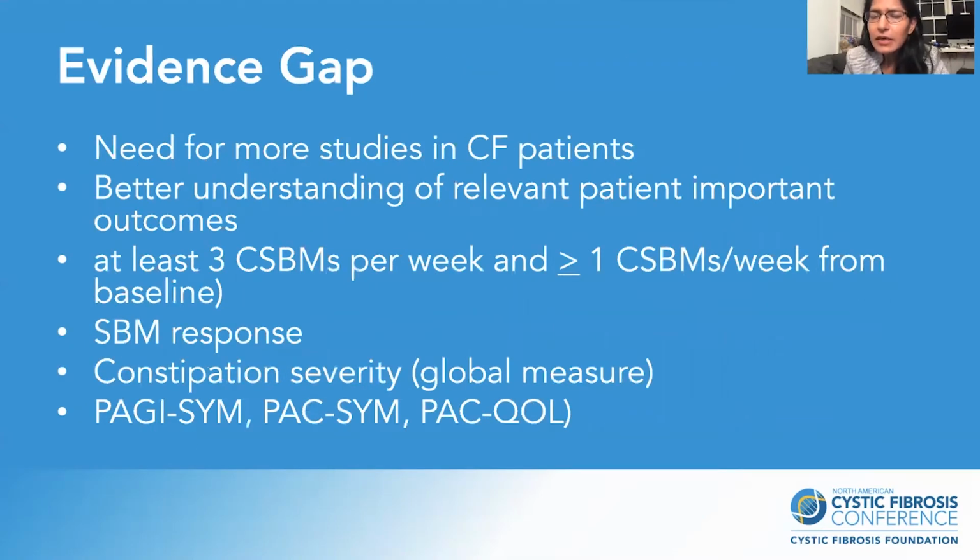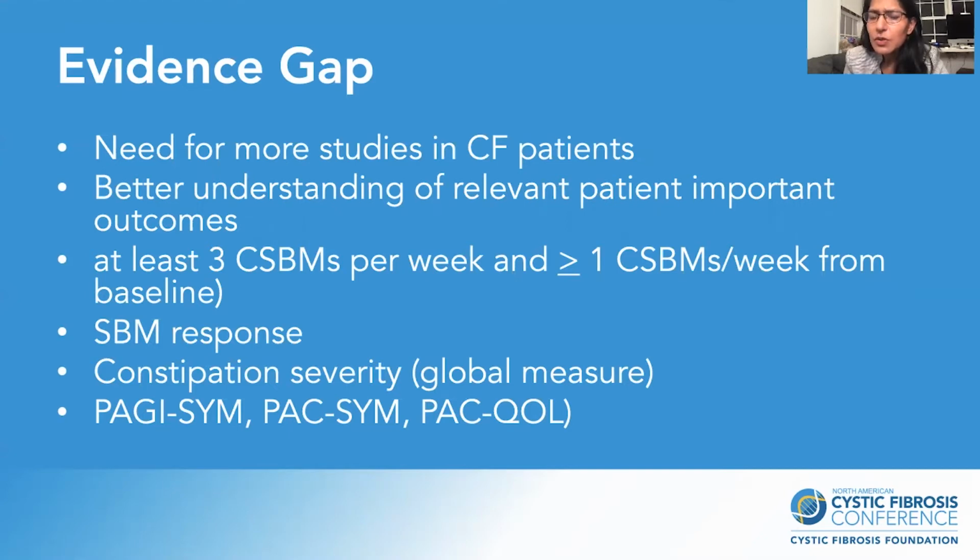And this is my last slide. I'll end with talking about the evidence gap that we really have for the management of constipation in CF patients. We really need more randomized controlled trials to look at the effectiveness of these agents in CF patients. We need a better understanding of what are the relevant patient-important outcomes. Should we be using the same measures such as greater than or equal to 3 complete spontaneous bowel movements per week and greater than or equal to 1 complete spontaneous bowel movement per week from baseline, as well as a spontaneous bowel movement response?